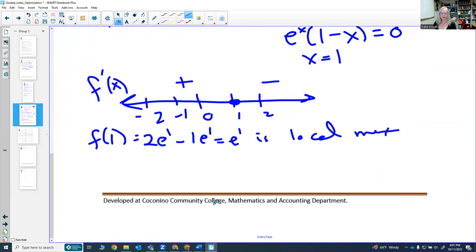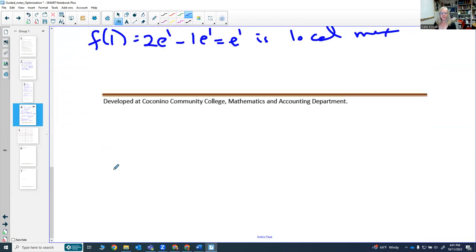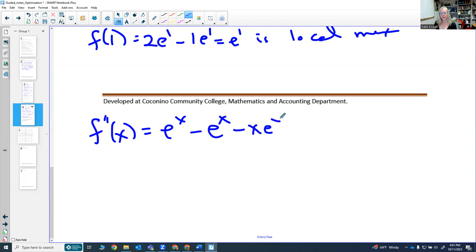Or using the second derivative test, you need to find the second derivative. F double prime of x would be e to the x minus x e to the x. The derivative of x is 1, times e to the x, minus x times the derivative of e to the x. So you get minus x e to the x.